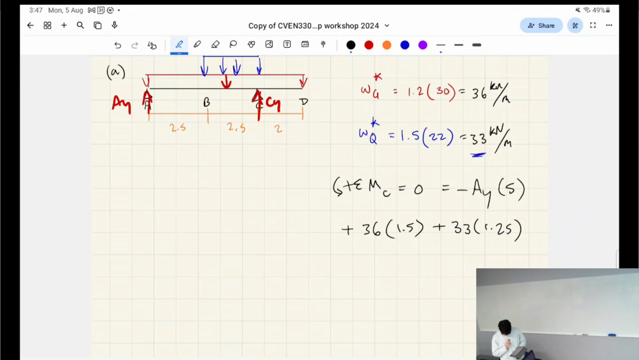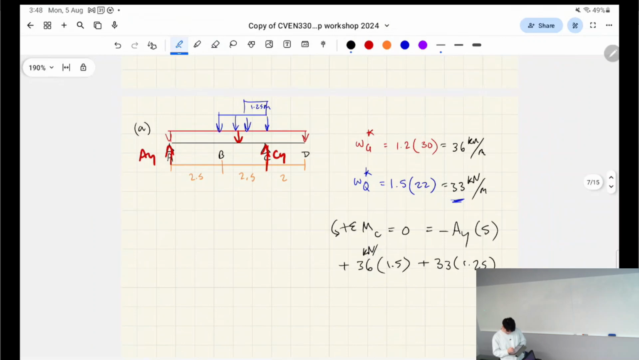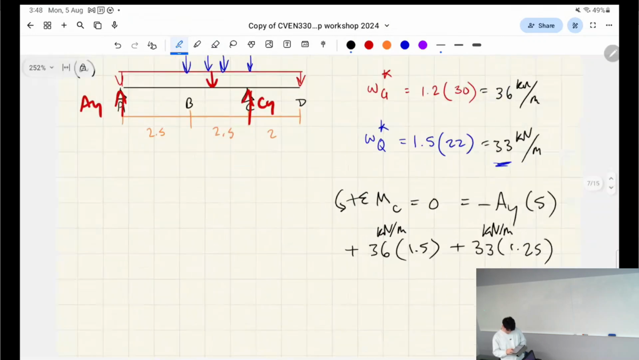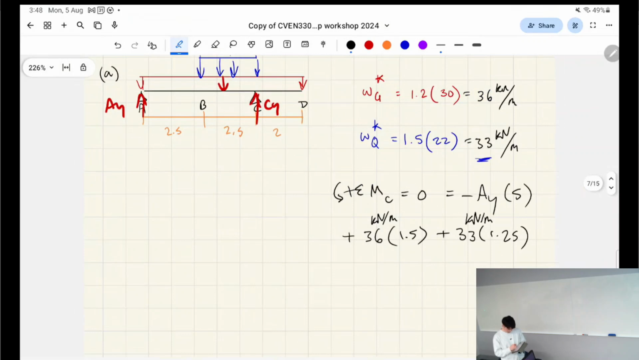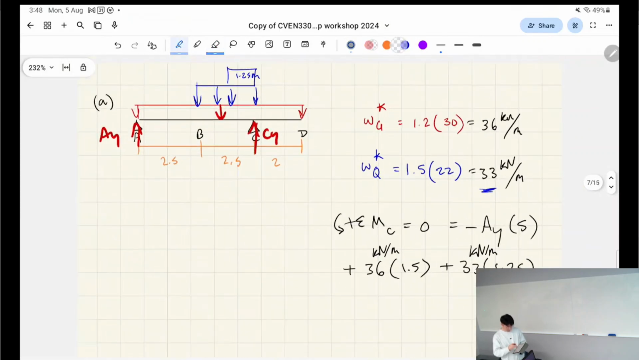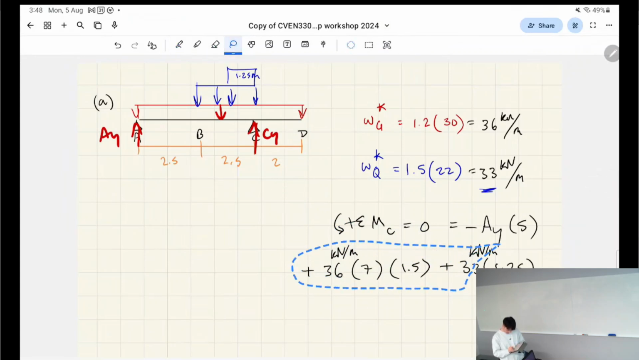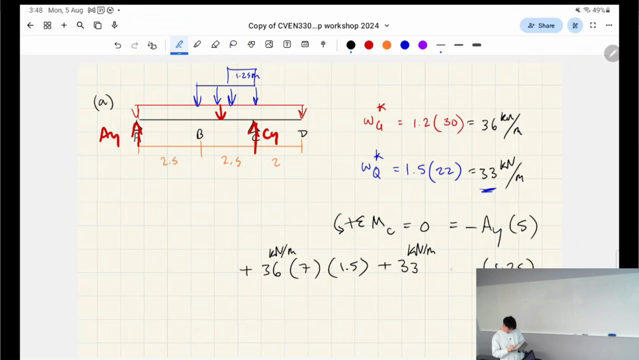Have I done something wrong? I feel like I've done something wrong. Okay, so basically I forgot to multiply these distributed loads by the length. I've just done lever arm and distributed load, but we have to multiply it by how much length the distributed load acts over, right? So let's do that again. So instead of just 36, we're also going to have this, which is 7 meters, right? And instead of just 33, sorry, this is going to act over 2.5, right? So now it's correct, sorry.